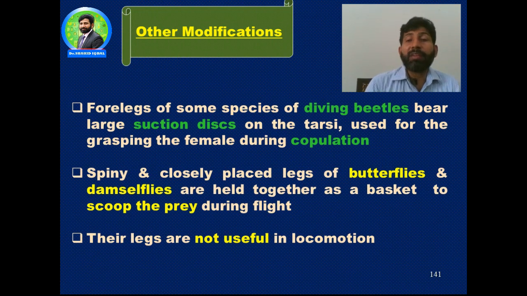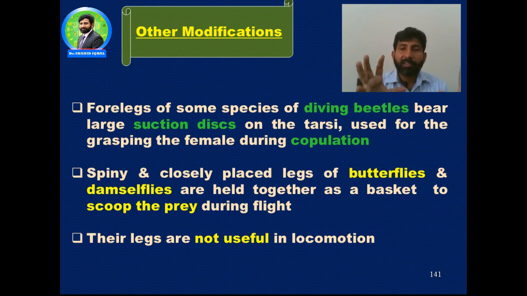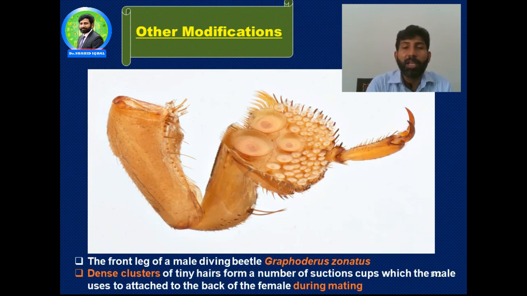Forelegs of some species of diving beetles, which dive in the water, bear large suction discs on the tarsi. These discs on the tarsi are used for grasping the female during copulation. The suction disc is responsible for gripping the female during the mating process. Spiny and closely placed legs of dragonflies and damselflies are held together as a basket to scoop the prey during flight. Their legs are not used for locomotion. This is an important feature because their legs are adapted for other functions. They are not responsible for locomotion.